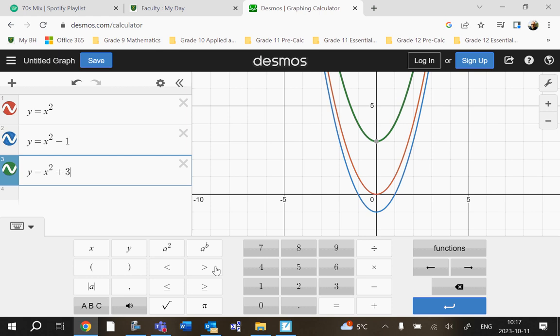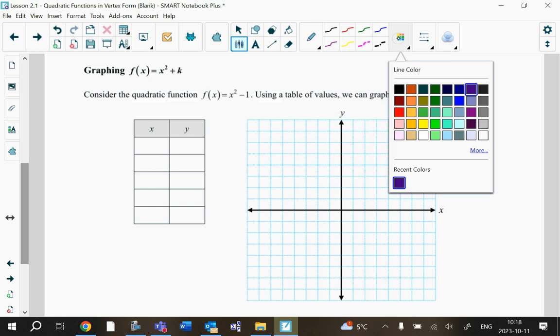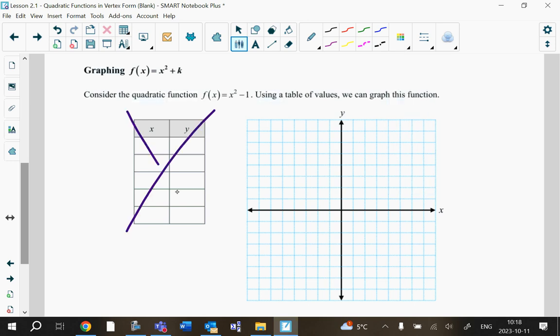So going back to this example, there we go. So we don't even have to do this. Because what is this? It's y equals x squared, or f of x equals x squared, moved down 1.